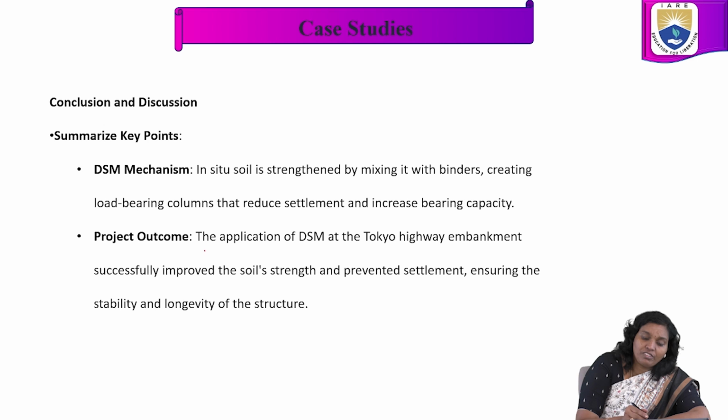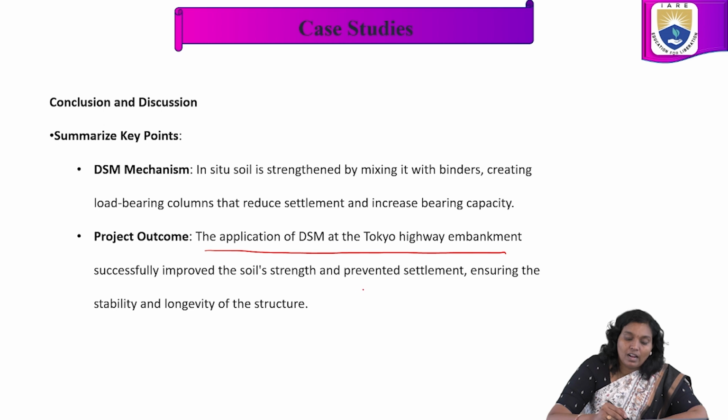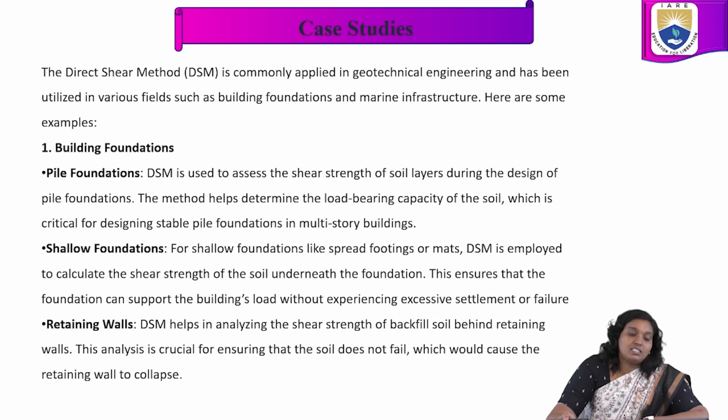The application of deep soil mixing at the Tokyo Highway abutment successfully improved the soil strength and prevented settlement, ensuring the stability and longevity of the structure. So in this, the direct shear method is commonly applied in geotechnical engineering and has been utilized in various fields such as building foundations and marine infrastructure.